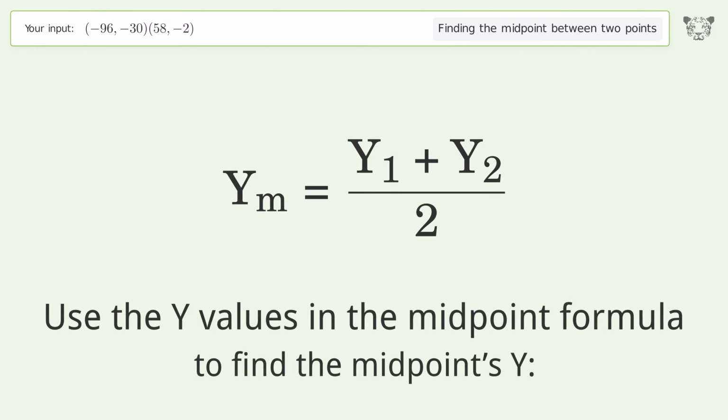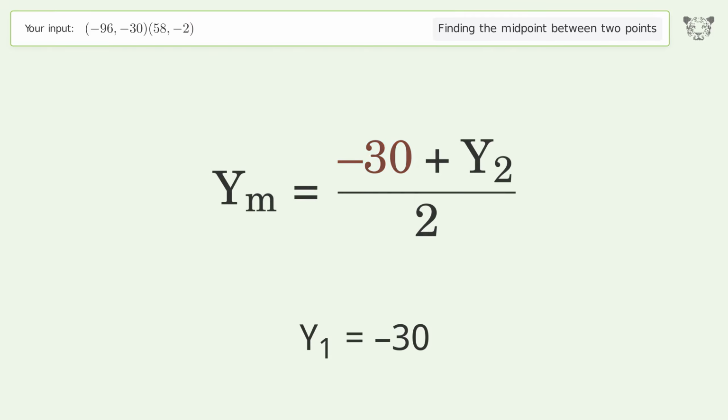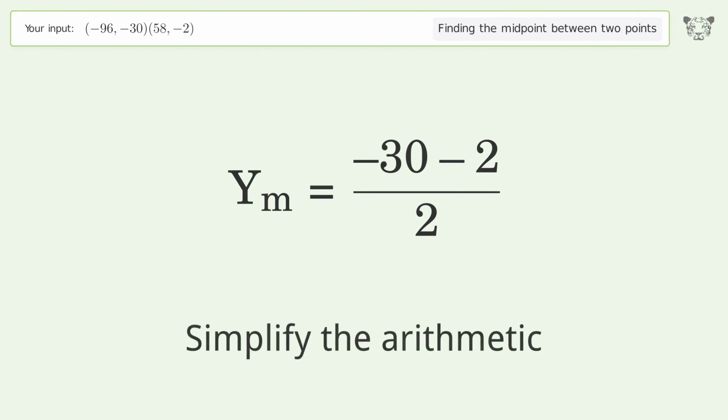Use the y values in the midpoint formula to find the midpoint's y. y1 equals -30. y2 equals -2. Simplify the arithmetic.